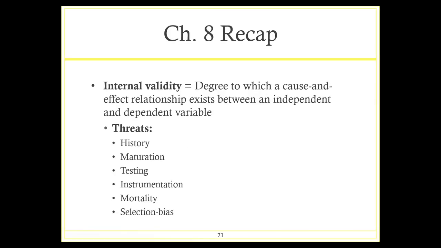So internal validity means the extent to which the cause and effect relationship exists between the IV and DV. And here is the list of threats. You don't have to memorize the names of them, but at least you need to understand and appreciate the differences between them. You can try to compare each pair. Let's say you can compare history versus maturation, and compare the testing threat with the instrumentation threat. You can compare the mortality threat with the selection bias.